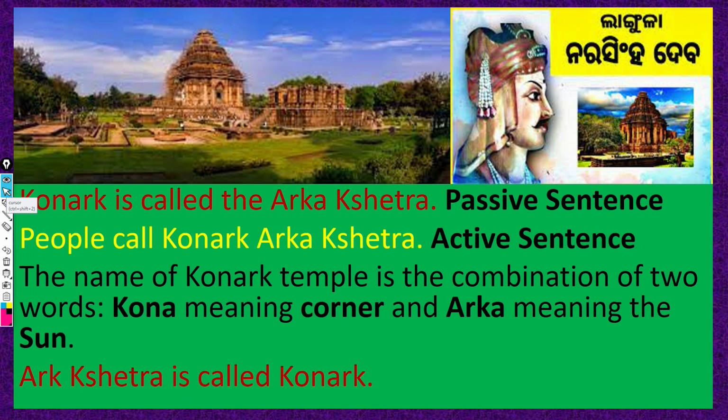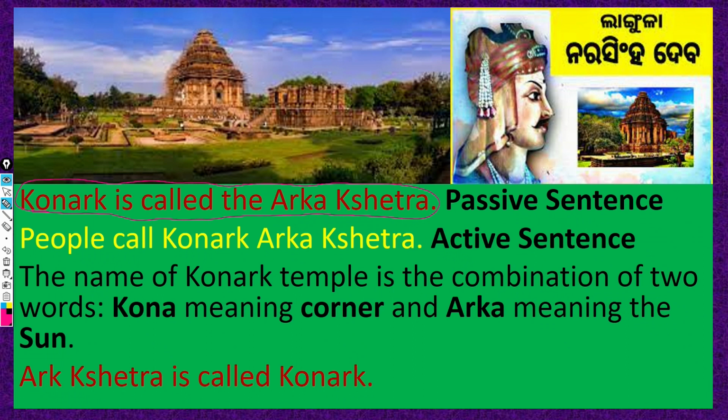So, there are two sentences. The first sentence is a passive sentence and the second sentence is an active sentence. Why passive? Because you see, Konark temple is called the Arkakshetra, that means people call Konark. So, Konark is the object and the object is now used as the subject. This is why the sentence is called a passive sentence, the object has been focused.